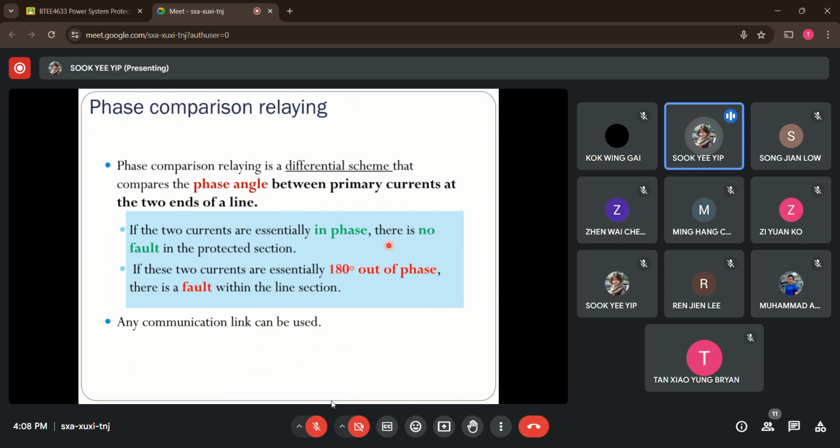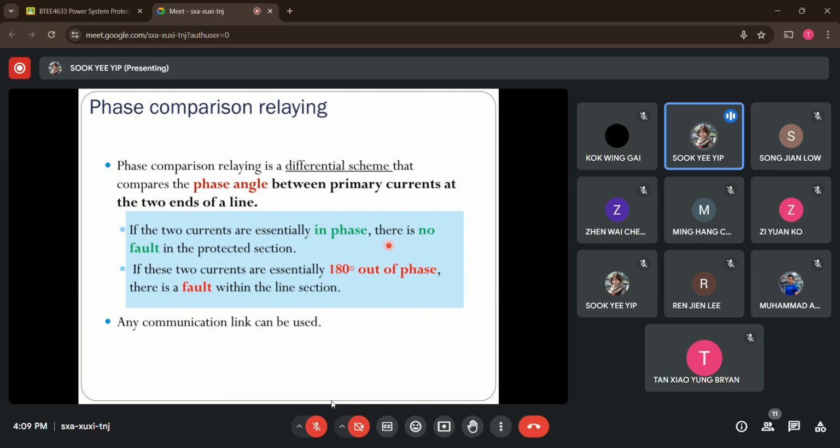We have also gone through the characteristics of the different communication channels we can use, like power line carriers, where the transmission line is still being used as the communication channel. We have microwave systems, where the signal can be transmitted using much higher frequency with lower power. Then we have fiber optic links with large communication channel capacity, as well as telephone wire. But telephone wire is only suitable for shorter distance signal transmission.